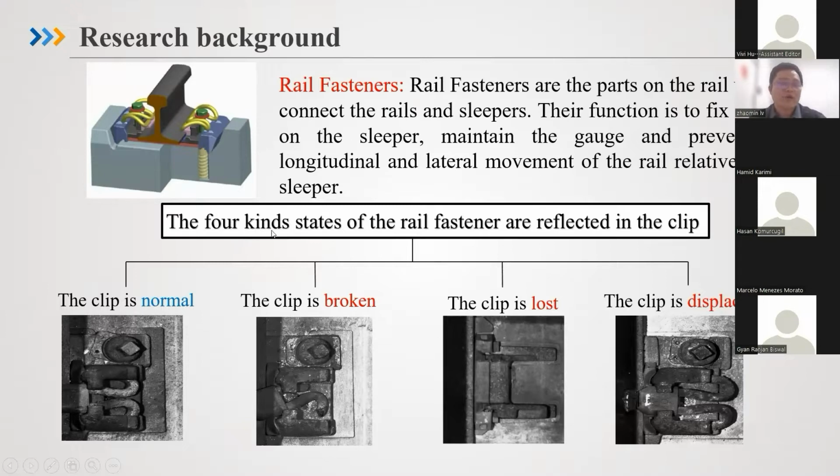There are four kinds of states of the rail fastener, and all the conditions are reflected in the clip. The first condition is normal, where the clip is normal, and the other three conditions are abnormal: the clip is broken, the clip is lost, and the clip is displaced.